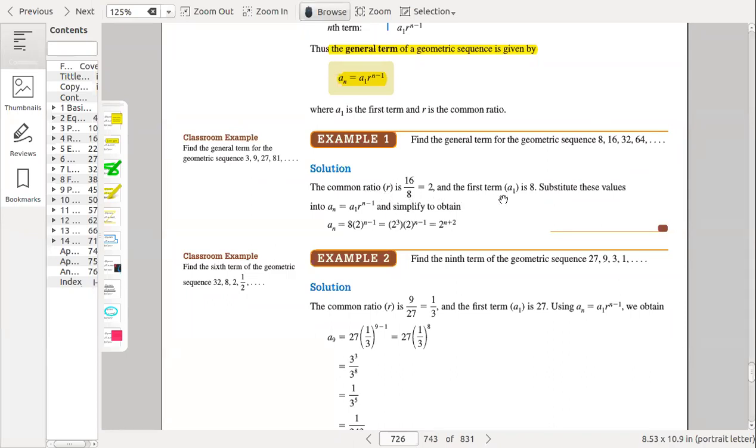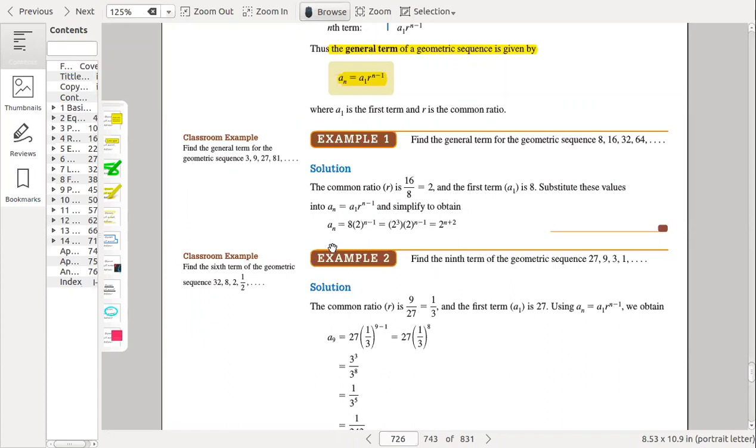And the first term, what is the first term? Yes, the first term is 8. So a1 is 8. Substitute these values into a_n = a1 r^(n-1), which is the nth term, and simplify to obtain the result.